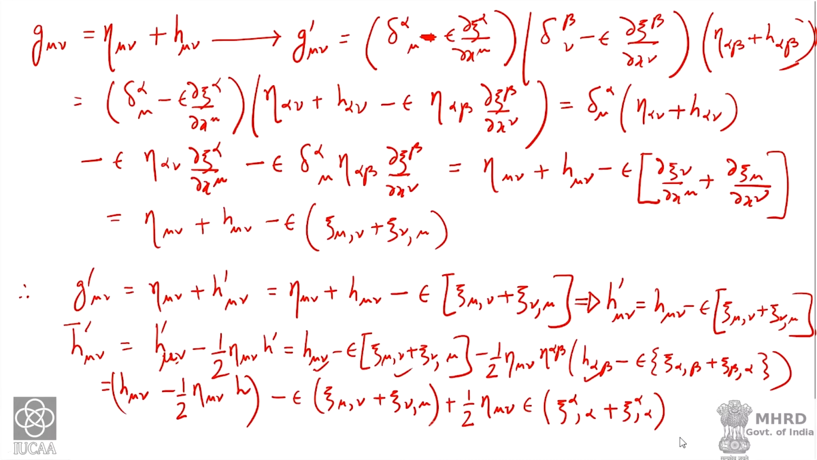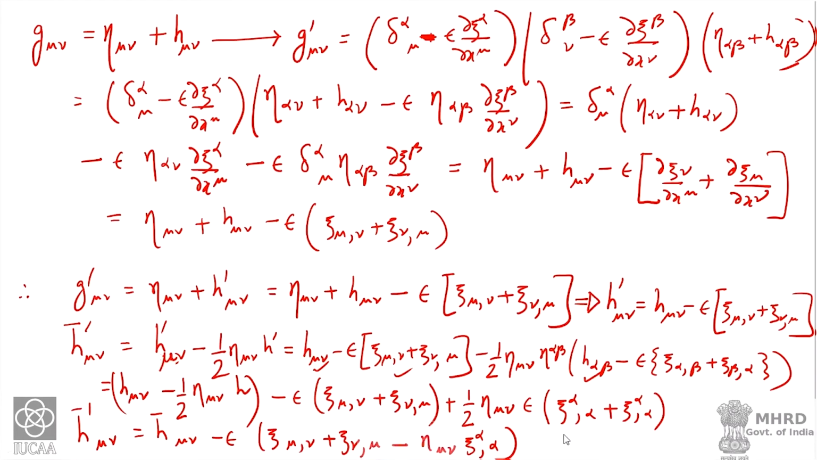Okay. And hence, what we find is that the trace reversed part, so h bar prime mu nu, this object is h bar mu nu. Now I can take minus epsilon common and I get xi mu comma nu plus xi nu comma mu, and this half xi alpha is twice the factor. So, therefore, that half will also go, because I have taken minus, so I will put a negative sign, eta mu nu and xi alpha comma alpha. So, this is what h bar prime mu nu is.